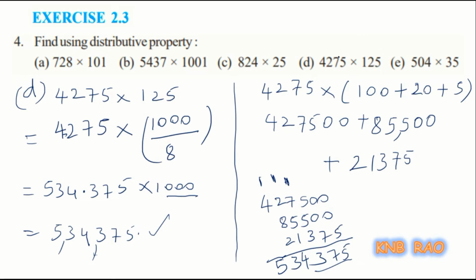Instead of multiplying 125 straight away, we did writing it 125 as 100 plus 20 plus 5, 4,275 into 100, 4,275 into 20, 4,275 into 5. So this addition also we can do. Whichever you feel easy, we can do it. So I will stop this question number D.